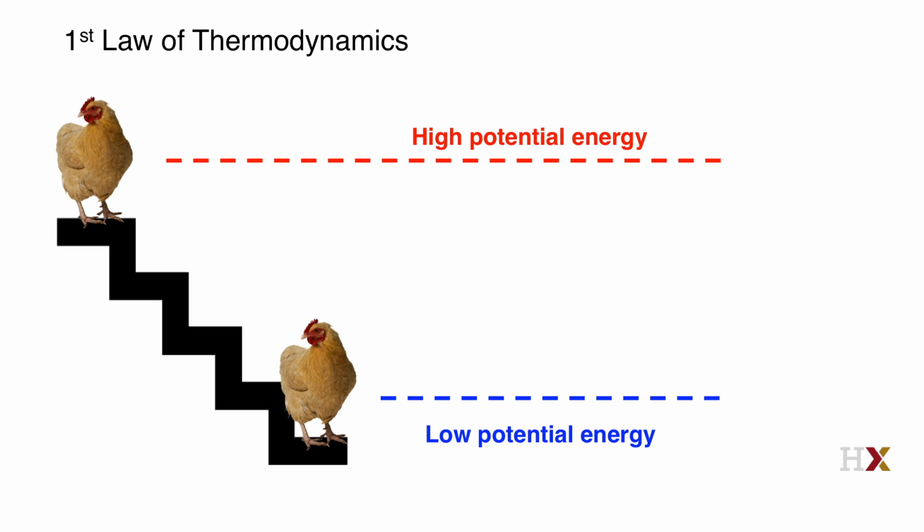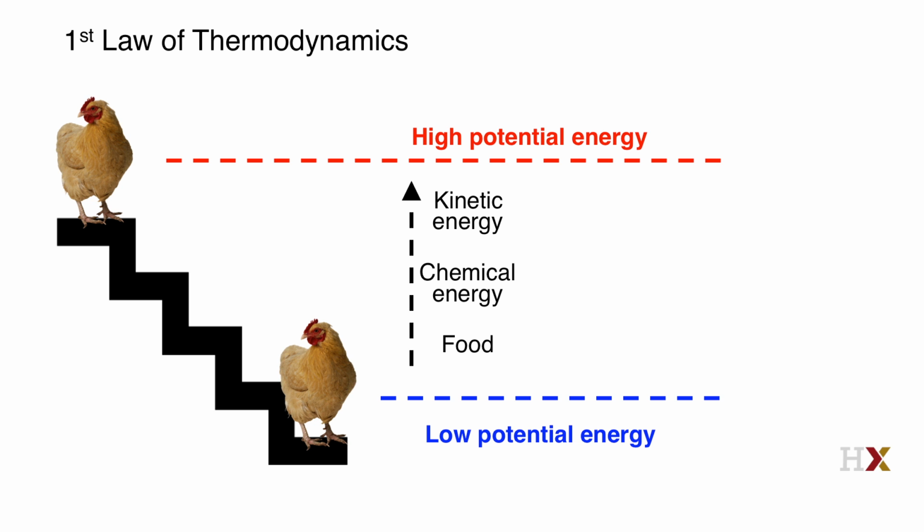Its potential energy is lower at the bottom of the stairs and higher at the top. If the chicken wants to go up the stairs, energy will be consumed and transformed. If the chicken opts to take the stairs, it converts energy from food into chemical energy that is then converted to kinetic energy, allowing the chicken to go up the stairs.